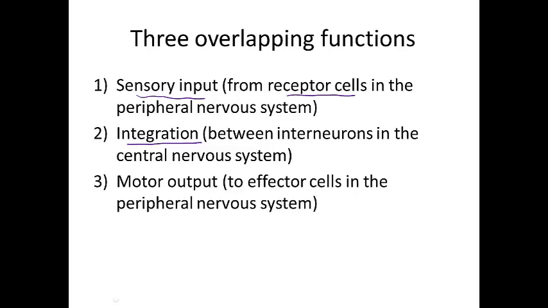And then your body might respond to the heat or the pain or whatever the stimulus is, and that's because of the motor output. That is the signal being sent to the effector cells. Those are the cells that are going to do something about the stimulus. So there's a lot of big words here, but you can just think of it like we've got the input, and then we've got the integration, and then we've got the output.